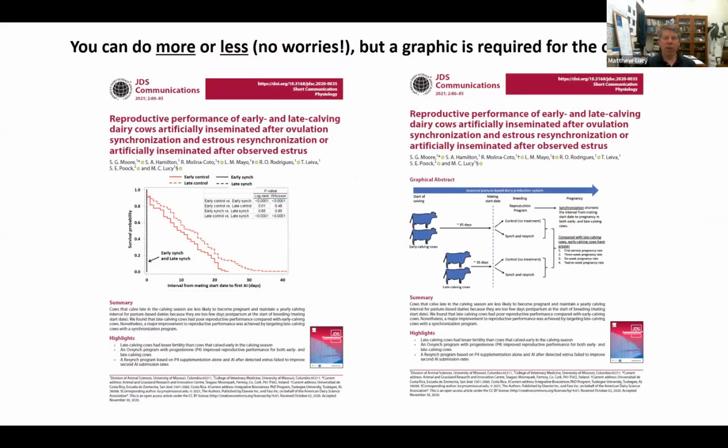Before I conclude with my introductory comments, I just want to make one final comment. And that is, you can do as much or as little as you want in terms of your graphical abstract. We have some authors who simply take one of the figures from their paper and use that as their graphical abstract. And there are no graphical abstract police out there, okay? No one's going to reject your paper because we didn't like your graphical abstract. This isn't really part of the review process.